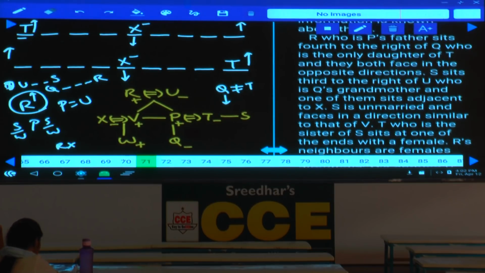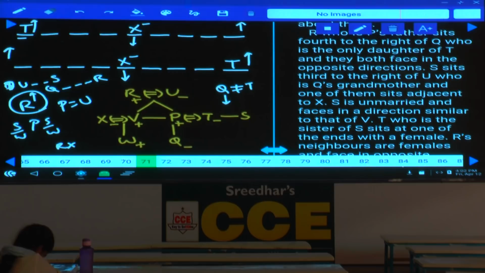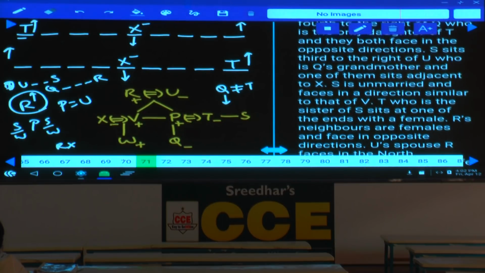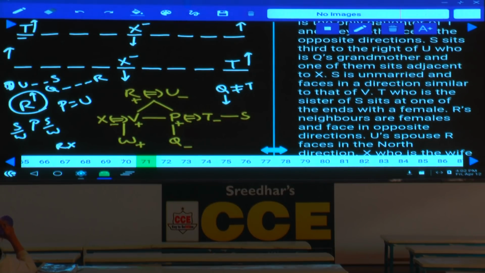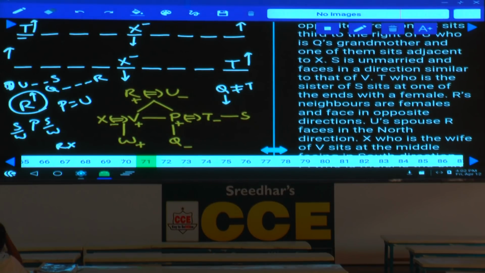The next one. Now, one of them is adjacent to X. That information is there or not? And S sits third to the right of U, and U is Q's grandmother. S is unmarried and faces in a direction similar to that of V. S and V are facing the same direction.